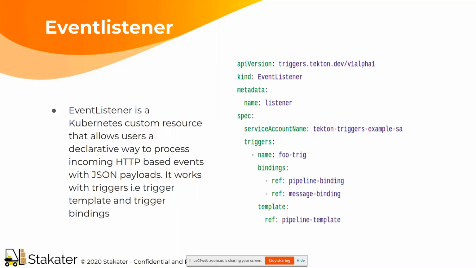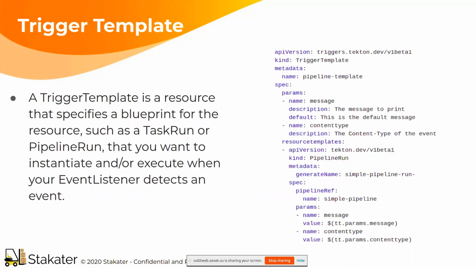So you can say that whenever a new commit is done, the push event is generated, and it is passed to the event listener webhook URL, and event listener processes it and passes it to the triggers. So there are two parts to a trigger, called trigger template and trigger binding. So trigger template is a resource that specifies a blueprint for a resource such as task run or pipeline run that you want to instantiate or execute when your event listener detects an event. So trigger template is a resource that we want to create whenever event listener detects an event.